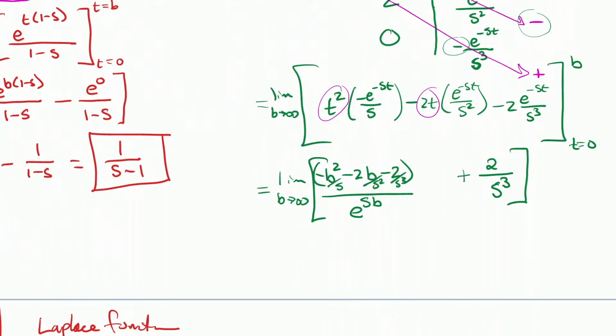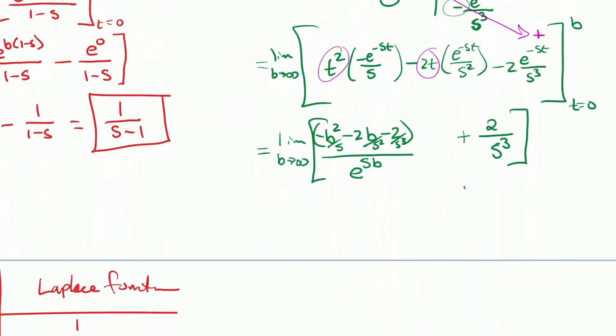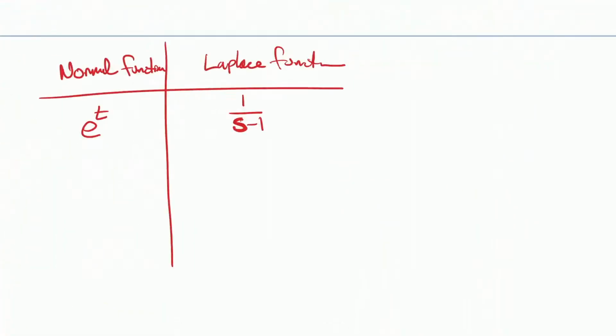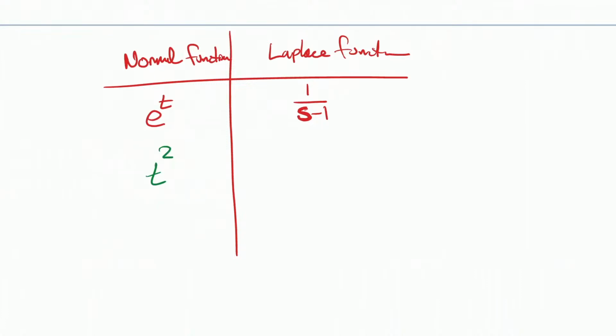You could also do L'Hopital's rule 3 times, and you would find that this is some constant over an exponential, which once again would give you 0. So that's going to be 0. That means the whole thing is 2 over s cubed. Thank God that's the only time we have to do that. So the Laplace transform of t squared is 2 over s cubed. There it is.